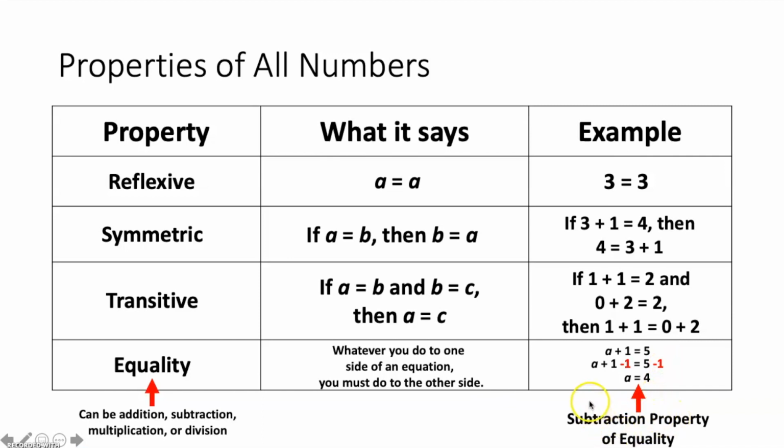If you were to add the same thing to both sides of an equation, that's the addition property of equality. If you were to divide both sides of an equation by some number, that's the division property of equality. So it works for each operation. The addition property of equality, subtraction property of equality, multiplication property of equality, and the division property of equality. Again, just anytime you do the same thing to both sides of an equation.